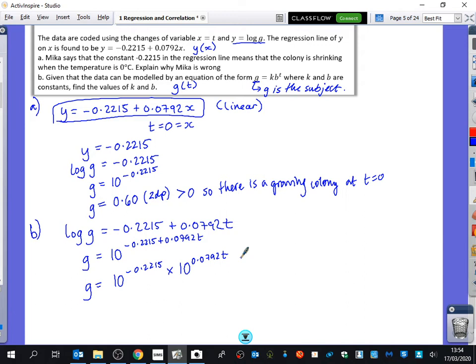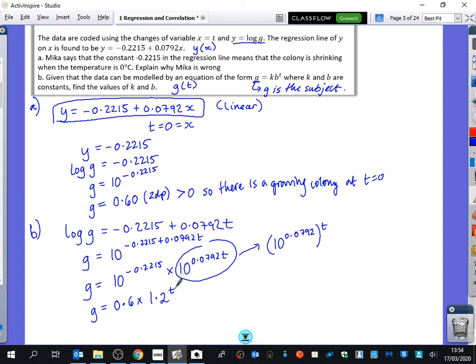And so we know the first bit. The first bit is 0.6 or 0.60. They would usually tell you what amount to give it to. And we're going to be multiplying it by, well, how do I change that so it's just something to the power of t? If you just have a think about this thing for a second, this is the same as 10 to the power of 0.0792 all to the power of t. Do you agree with me there? So that means I can just put that on my calculator and just put that number to the power of t. So that's going to be 10 to the 0.0792, which is 1.2 to the power of t.